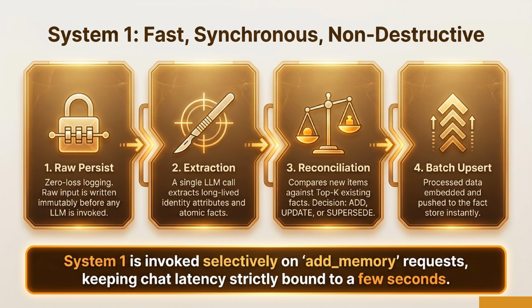First, raw persist ensures zero-loss logging immutably before any LLM is even invoked. Second, an extraction phase uses a single LLM call to pull out long-lived identity attributes and facts. Third, reconciliation compares these new items against existing facts to decide whether to simply add, update, or supersede them. Finally, a batch upsert instantly pushes the processed data into the store. Because it's invoked selectively, System 1 keeps chat latency strictly bound to just a few seconds.